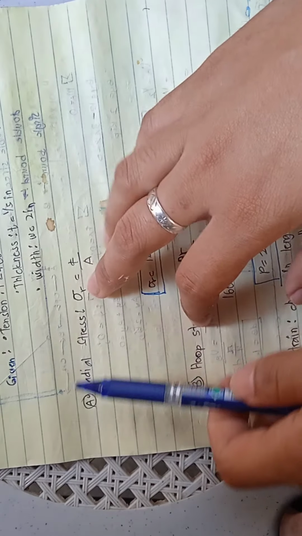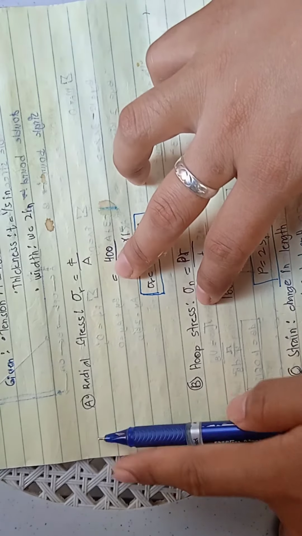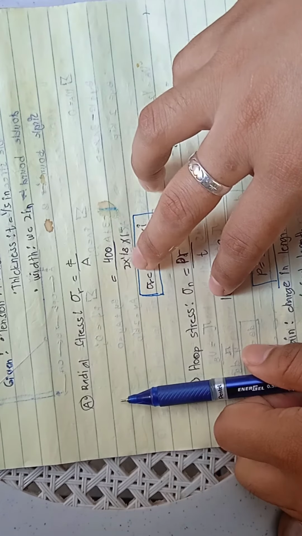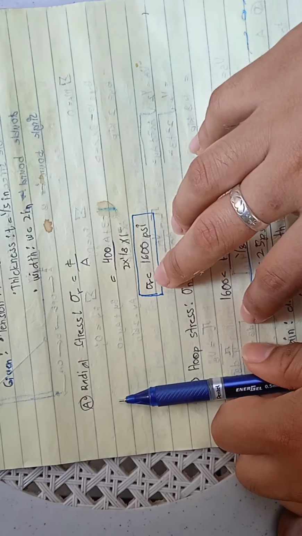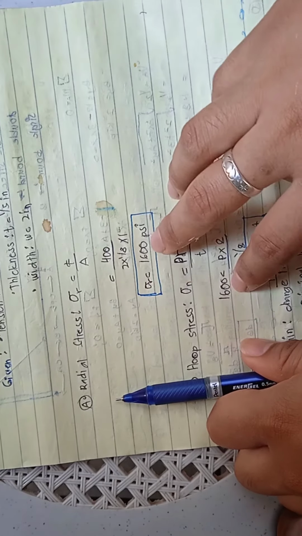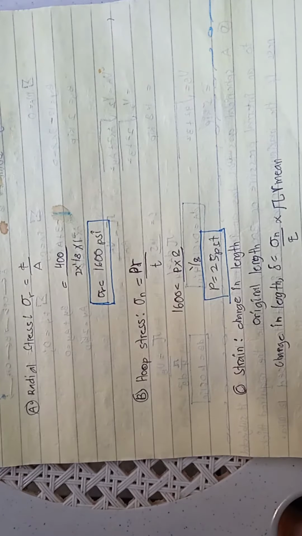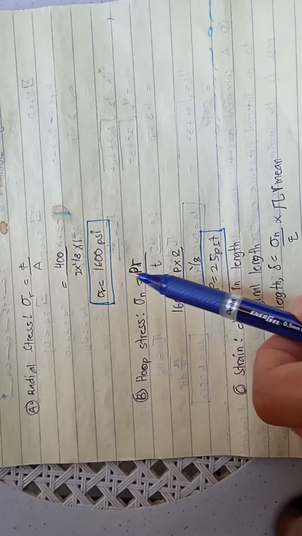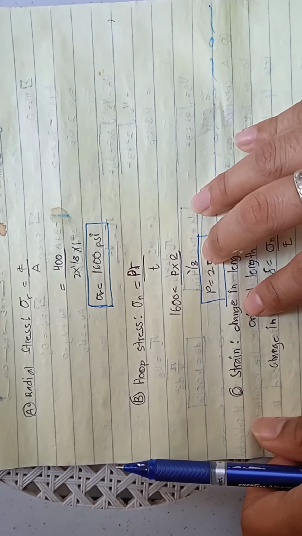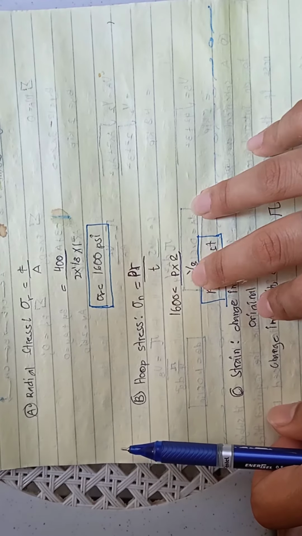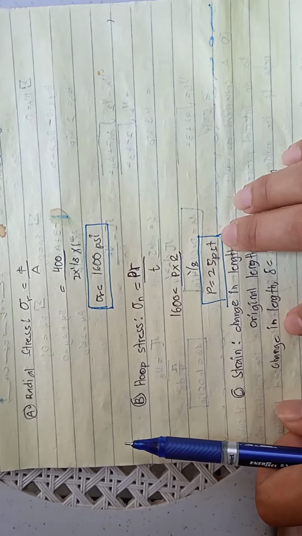So radial stress allowable R equals F over A and equals 400 over 2 times 1 over 8 times 1. So the allowable R equals 1,600 psi. So letter B, state of stress is allowable equals PR over T. So 1,600 equals P times 8 over 1 over 8. So P equals 25 psi.